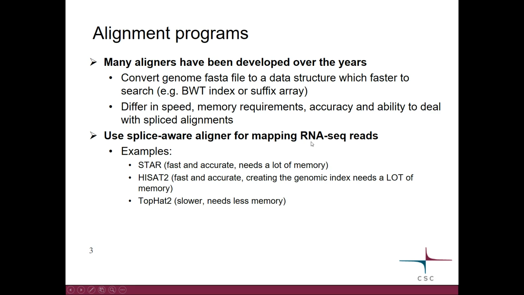So when you are mapping RNA-seq reads, make sure that you use a splice-aware aligner. There are several around, but probably the most known ones are these. There is STAR, which is very fast and accurate, but it needs a lot of memory when doing the alignment. There is HISAT2, which is also fast and accurate, and doesn't need as much memory as STAR, but when it creates the indexes, it needs a lot of memory. And then there is TopHat, which is kind of the previous version of HISAT, which is a bit slower and needs less memory.